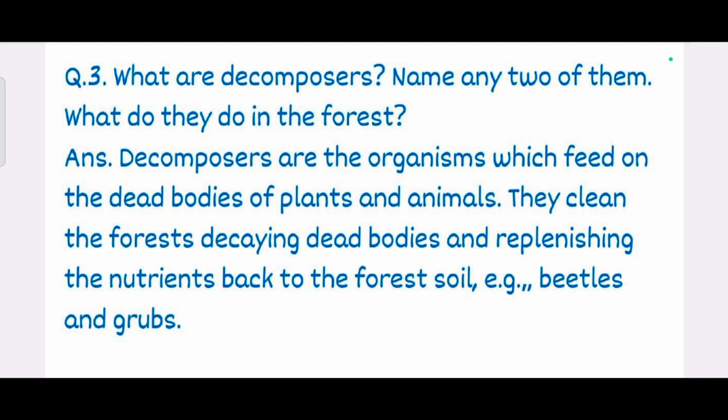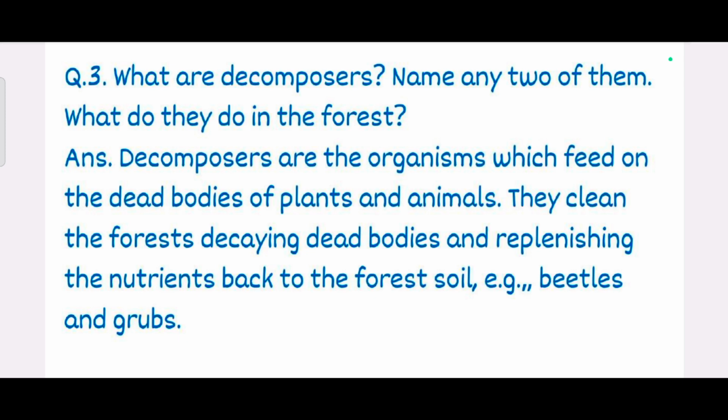Decomposers are the organisms which feed on the dead bodies of plants and animals. They clean the forests.